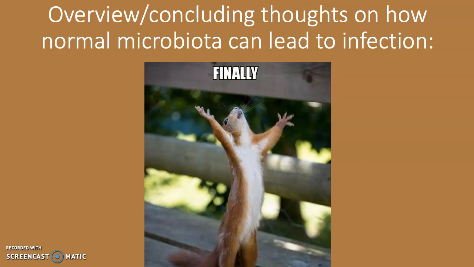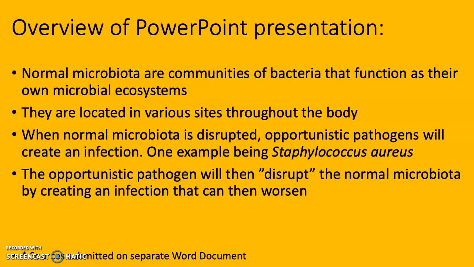Now, let's finally overview and conclude our thoughts on how normal microbiota can lead to infection. Normal microbiota are communities of bacteria that function as their own microbial ecosystems. They are located in various sites throughout the body. When normal microbiota is disrupted, opportunistic pathogens will create an infection. One example being Staphylococcus aureus. The opportunistic pathogen will then disrupt the normal microbiota by creating an infection that can then worsen.